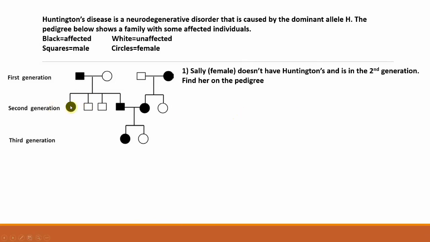Now, if we look at the row of the second generation, we can see that there are 3 females, and only one of them is unaffected, so this must be Sally. Question number 2, find the genotypes of Sally, her sister, and her parents. Since we know Sally and her father are unaffected, their alleles must be double recessive.